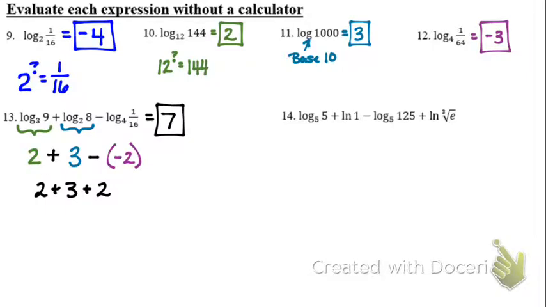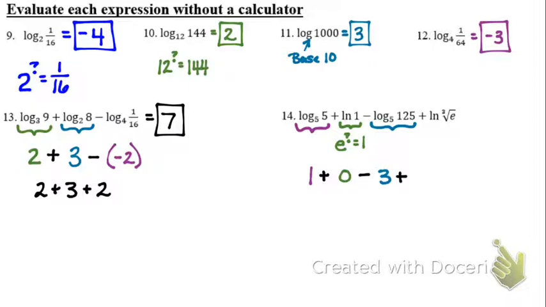Number 14. Log base 5 of 5. 1. ln of 1. What are they asking me here? Natural log of 1. So natural log has a base of what? E. So e to what power gives me 1? 0. And then we've got minus log base 5 of 125, 3.